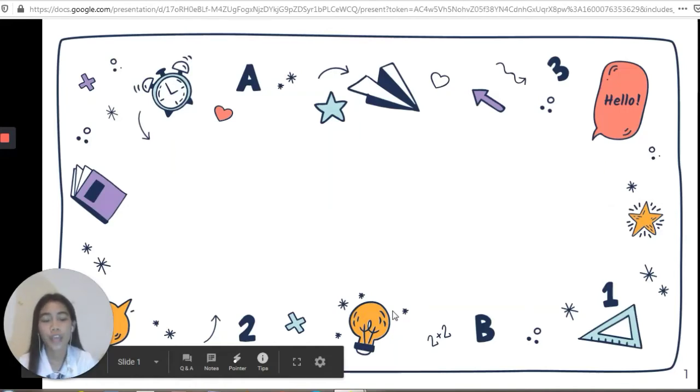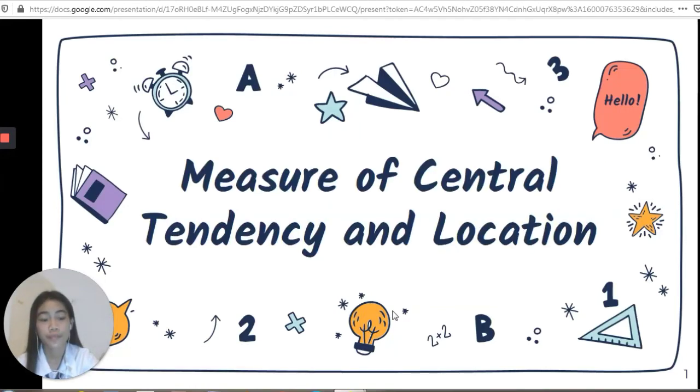My topic for today is about measure of central tendency and location. I know all of you are familiar with this topic because it was already tackled in our previous subjects. So, to sum up, this is just a review of what we have just learned.